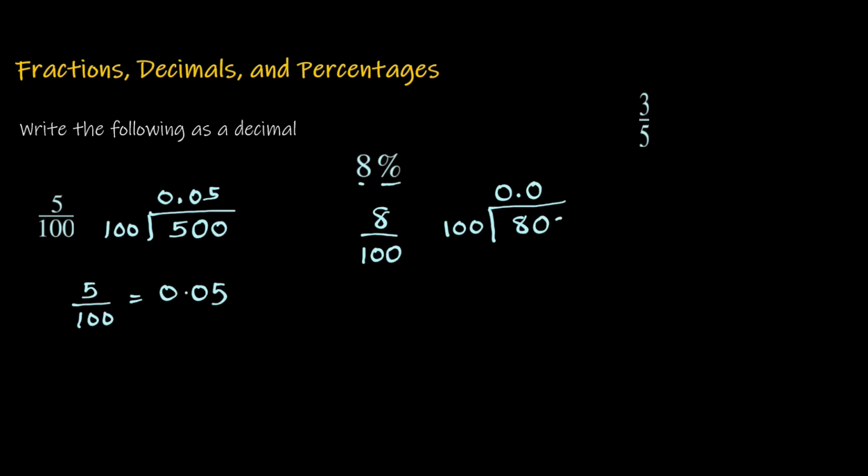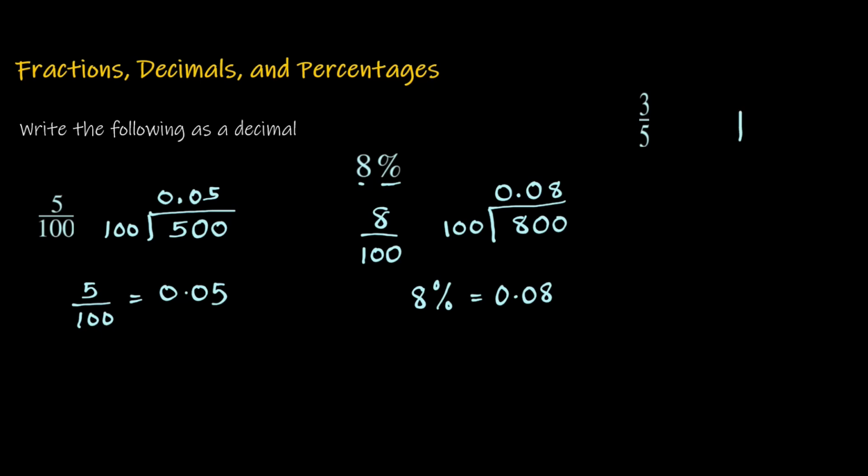And then I add another 0 to the 80, making it 800. So now I'm going to check again, how many 100 goes into 800? There are 8 100s in 800. So I write 8 on the top. And because I have no remainder now, I stop. So my 8% can be written as 0.08 as a decimal.